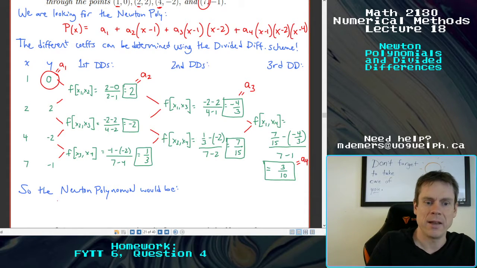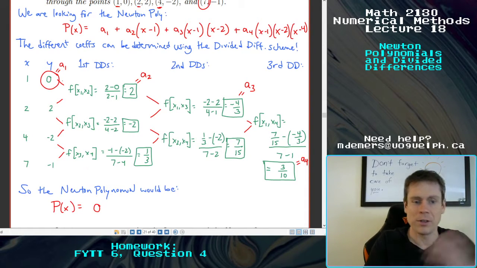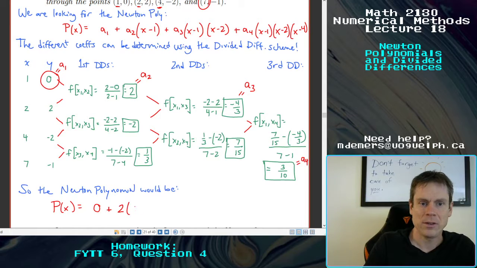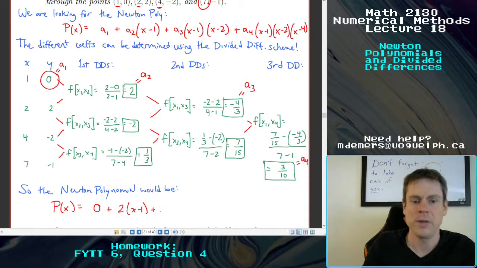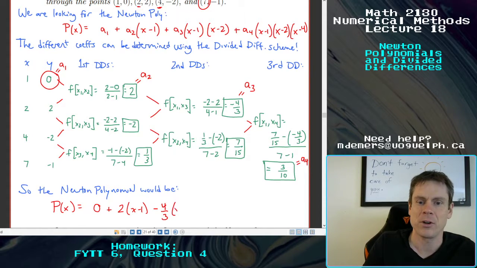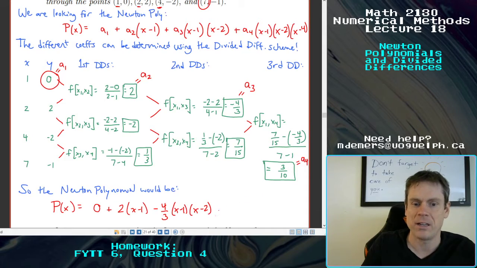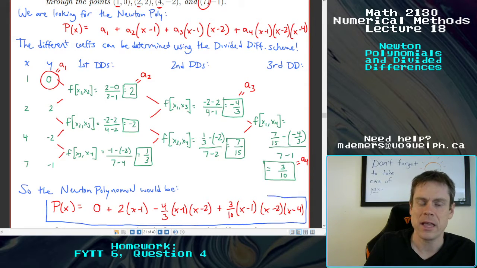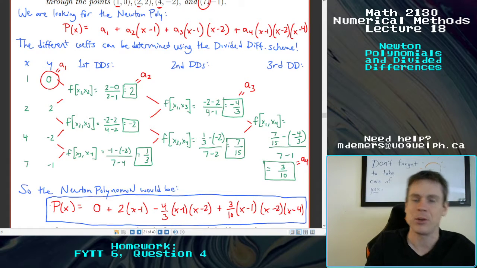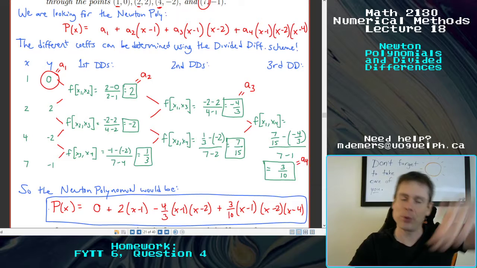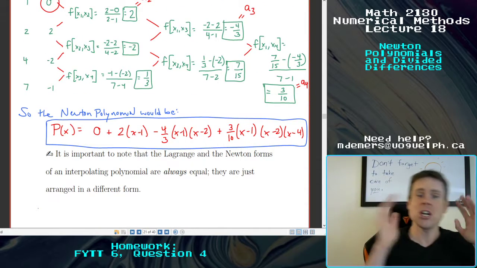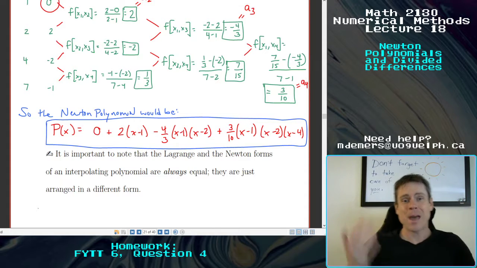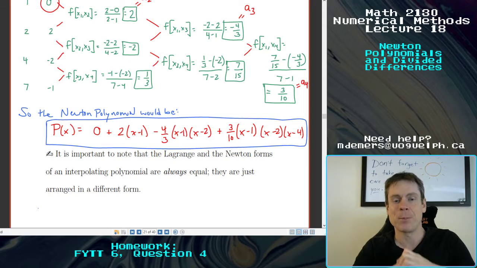and if I wrote it down, we get P of x equals 0, that's our first A1, and then plus 2 times x minus 1 plus, we need a minus for the next one, so minus 4/3, x minus 1, x minus 2, and then finally plus 3/10, x minus 1, x minus 2, and x minus 4. And you could verify then that every single one of those points do appear on that polynomial. This is the polynomial that goes through every one of those points. The Lagrange and Newton polynomials look really different, but they're mathematically the same because they've got to be. And that's a really important thing to note.